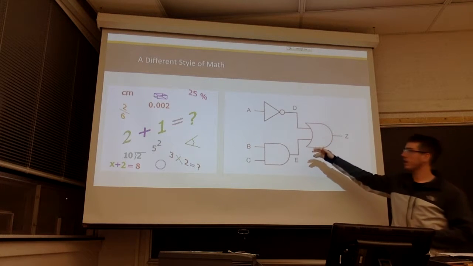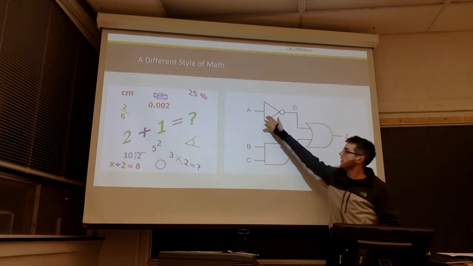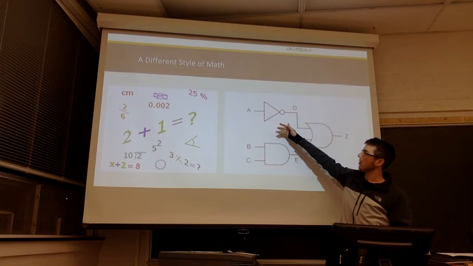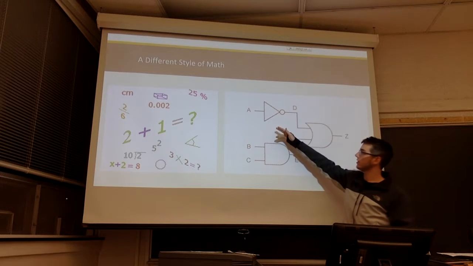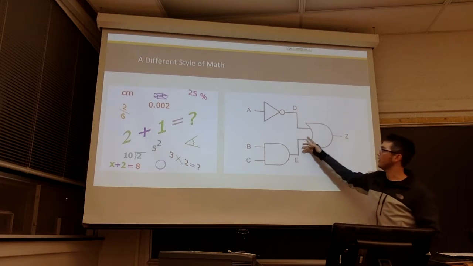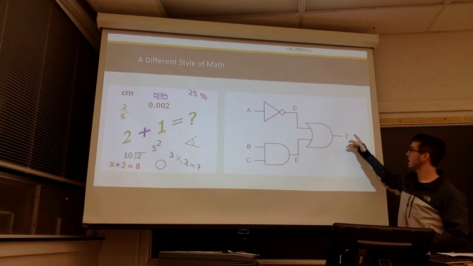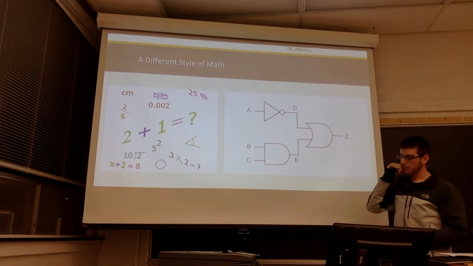This is a logic gate, and these three, the A, B, and C over here, are the left side of the equation basically. They go through these different operations that I'll discuss later and eventually get the output of Z.